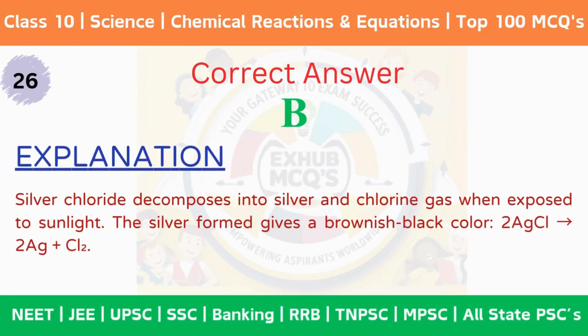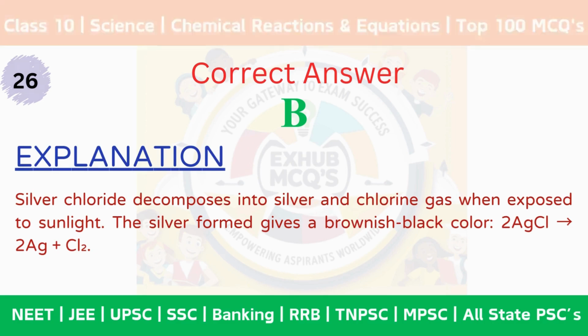The correct answer is option B, turns brown. Explanation: silver chloride undergoes photochemical decomposition in sunlight, splitting into silver and chlorine gas. The silver formed appears brownish-black in color.